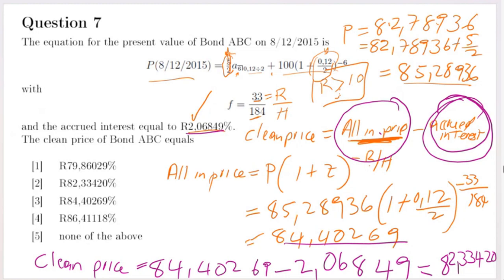So this is just a way of re-emphasizing the process of calculating all-in price and clean price. What is important, you can see, is the R and your H and your N. And if your R is greater than 10, then you know you're working with a cum price.